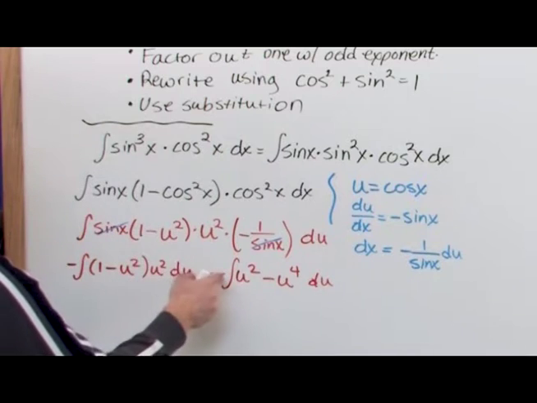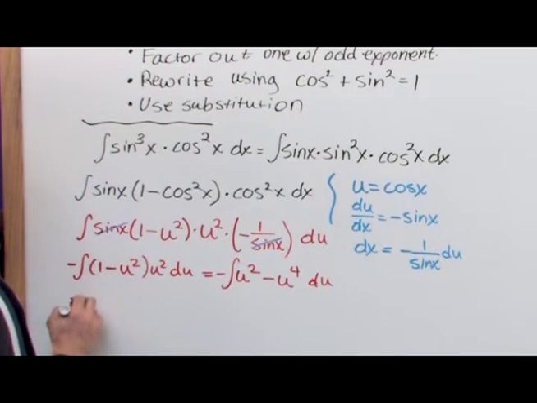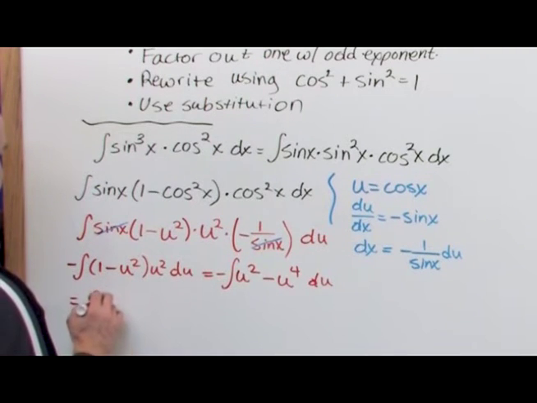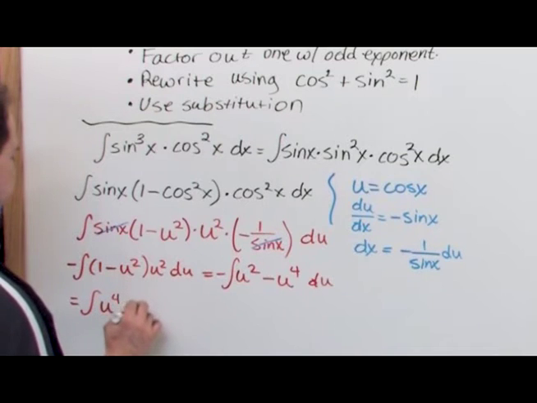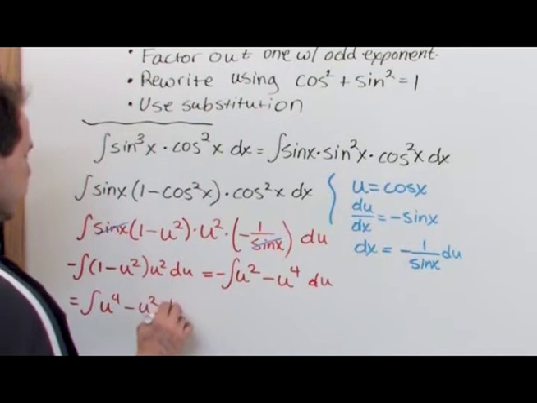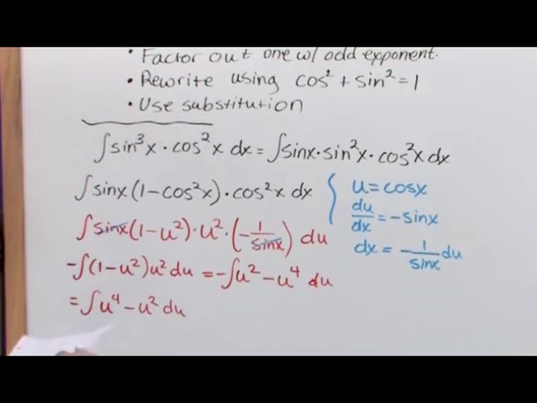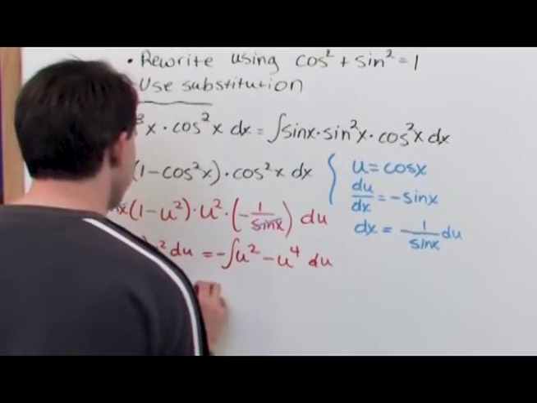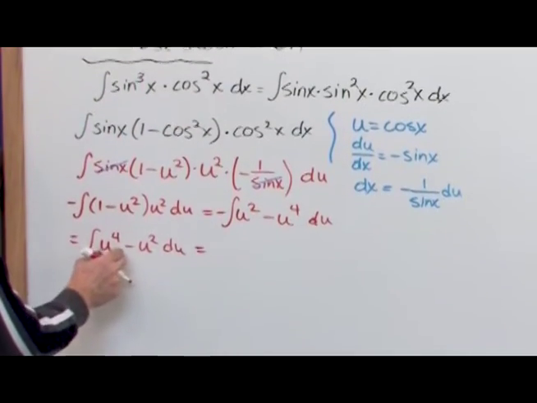And just for grins, we'll take this negative and chunk it right back in there, and we'll say we have the integral of u to the 4th power minus u squared du. We just negate the signs, and so that's what we have here. u to the 4th power minus u squared, okay? So what we'll do now is just take the integral. We can do that. This is a polynomial.